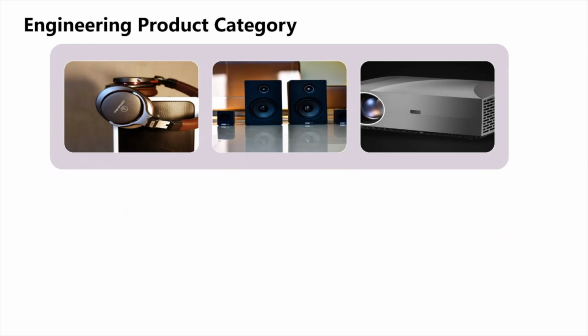Engineering product category. The engineering product categories provide the basis for creating engineering products and help ensure products are created as per the company's business rules. Each engineering product category establishes the default behavior of the engineering products that are created based on that category. As you can see here, we have three different product categories for products: headset, speakers, and projector.